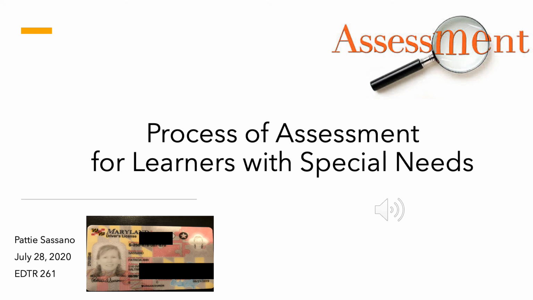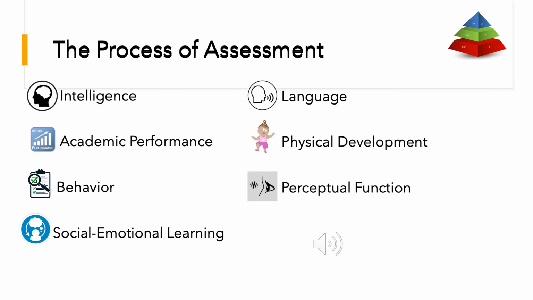Welcome to Patty Sassano's final exam. We'll discuss the process of assessment for learners with special needs. The process of assessment in special education will be reviewed in 7 areas of functioning, including intelligence, academic performance, behavior, social-emotional learning, language, physical development, and perceptual function.